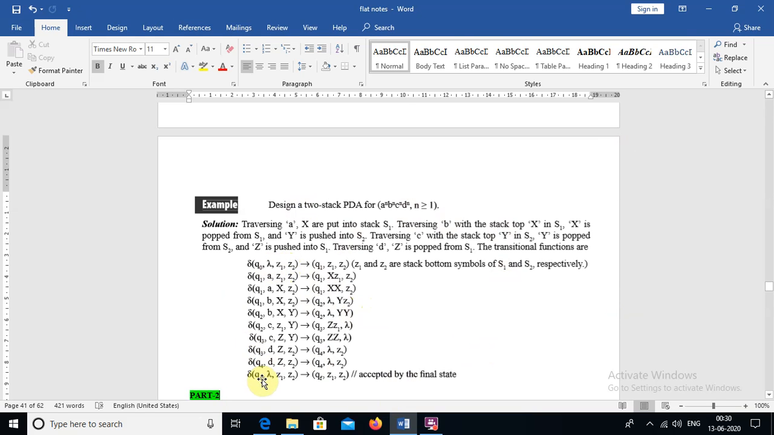So what we are trying to say is that a PDA with more than one stack is the same as a Turing machine. To prove that, we took this example. Okay, these kinds of languages are normally accepted only by a Turing machine, but that can also be possible with a 2-stack PDA.